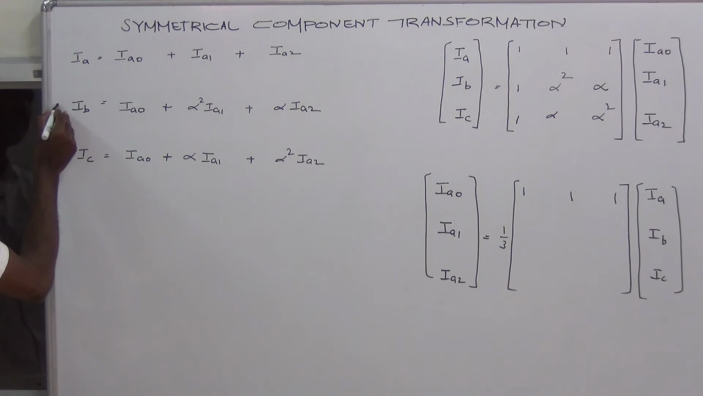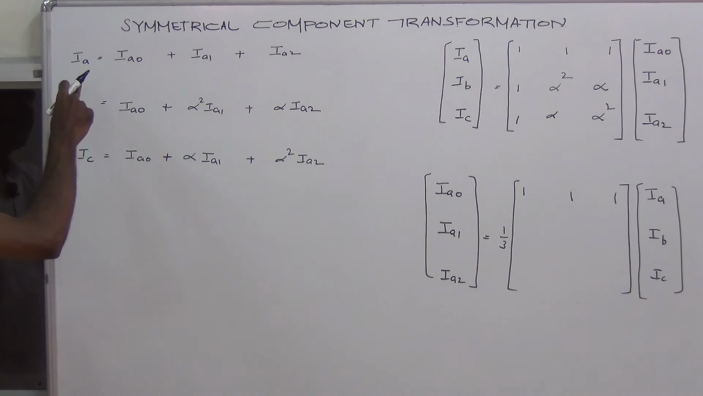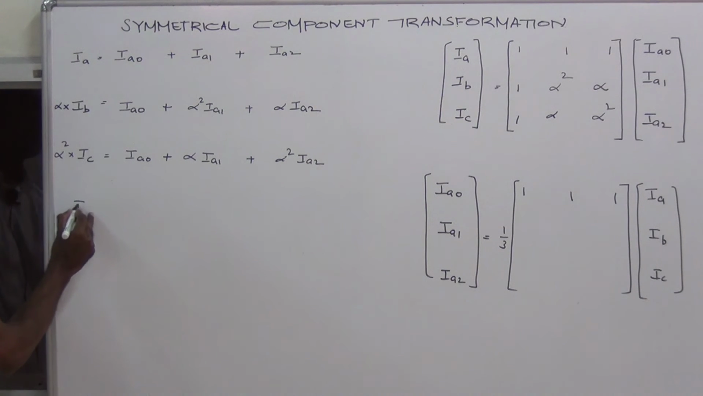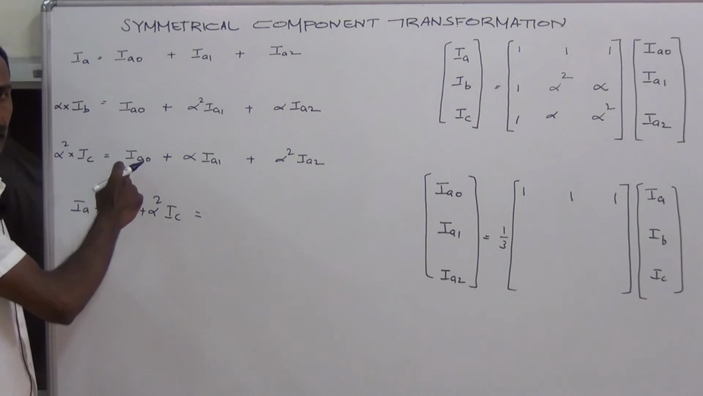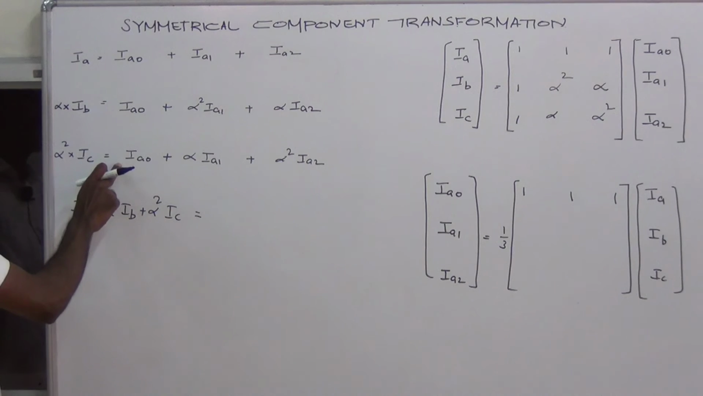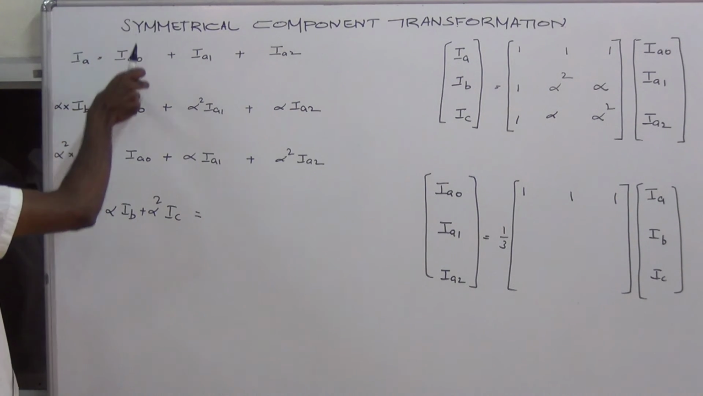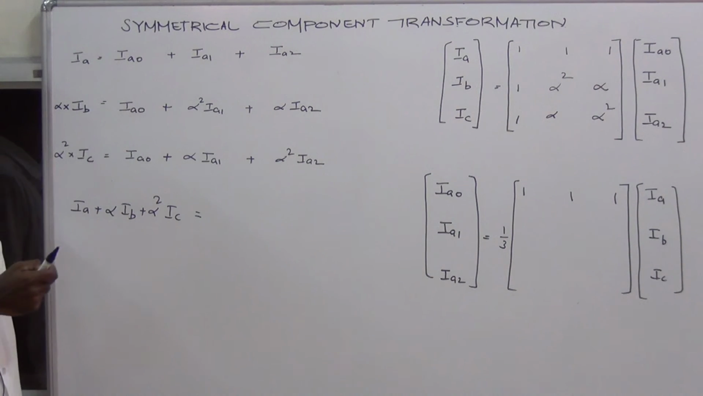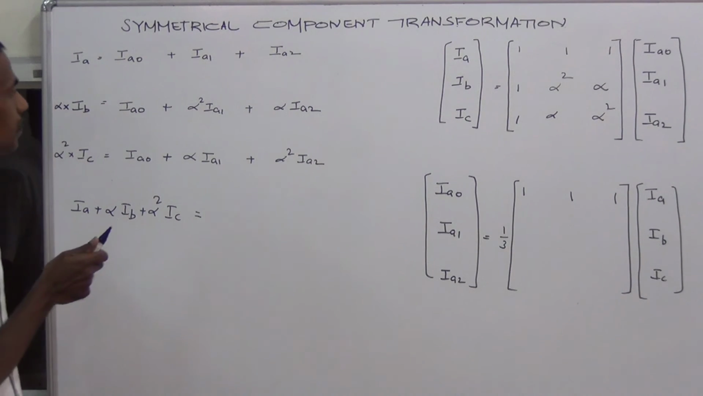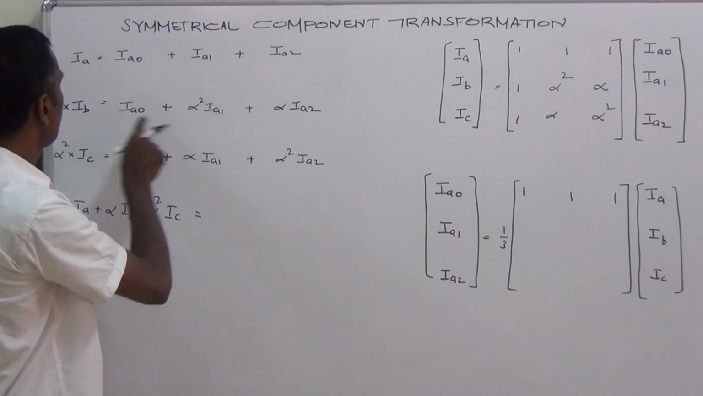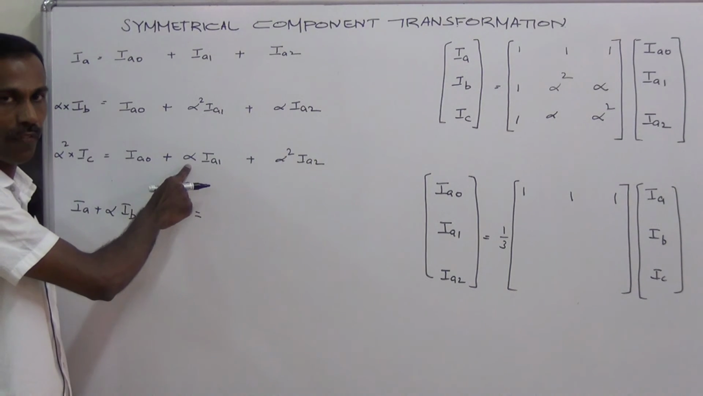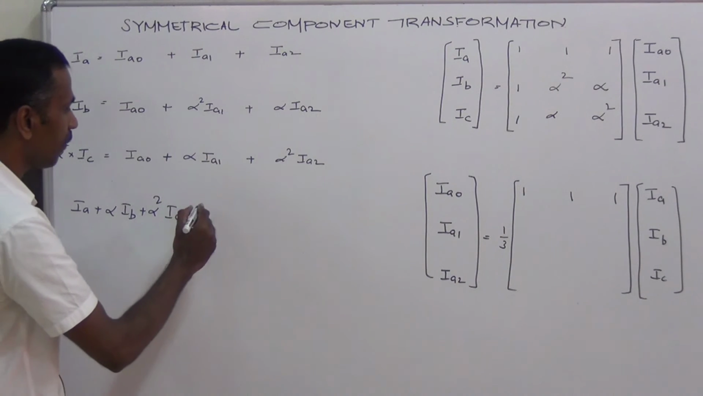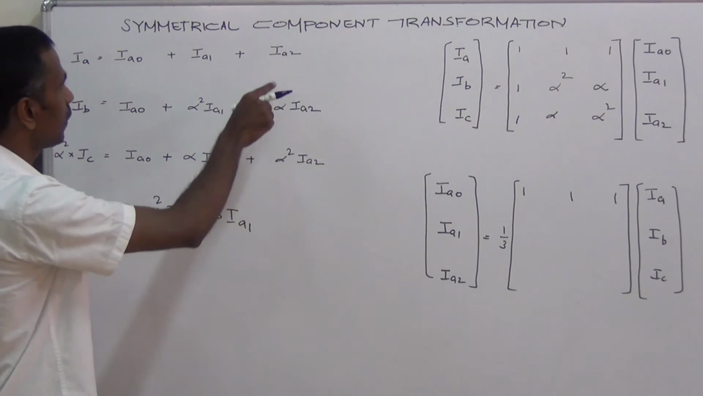Now we multiply the second equation with alpha and the third equation with alpha square. On the left hand side we will get IA plus alpha IB plus alpha square IC. This is equal to 3 times, so this is IA0, alpha IA0, alpha square IA0. These three will get cancelled, since 1 plus alpha square equals 0. So this becomes 1 plus alpha square into alpha. This is equal to alpha cube, which is equal to 1. And the last term becomes alpha square into alpha cube, which is 1. So IA1 plus IA1 plus IA1 becomes 3IA1.